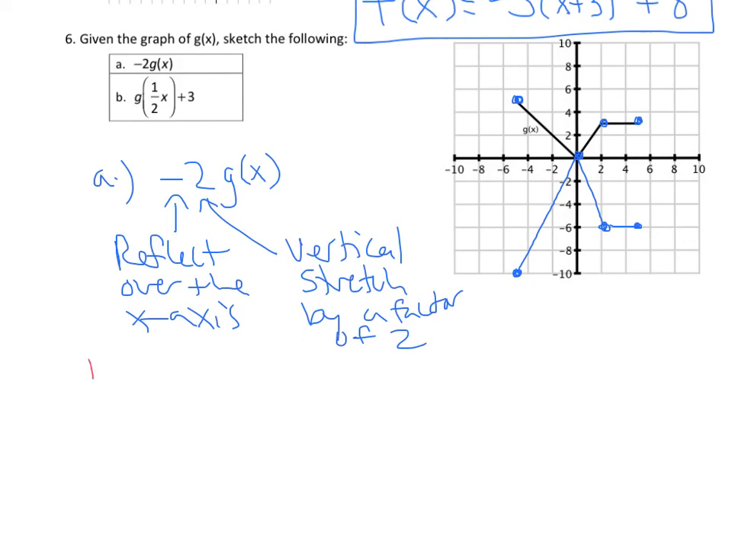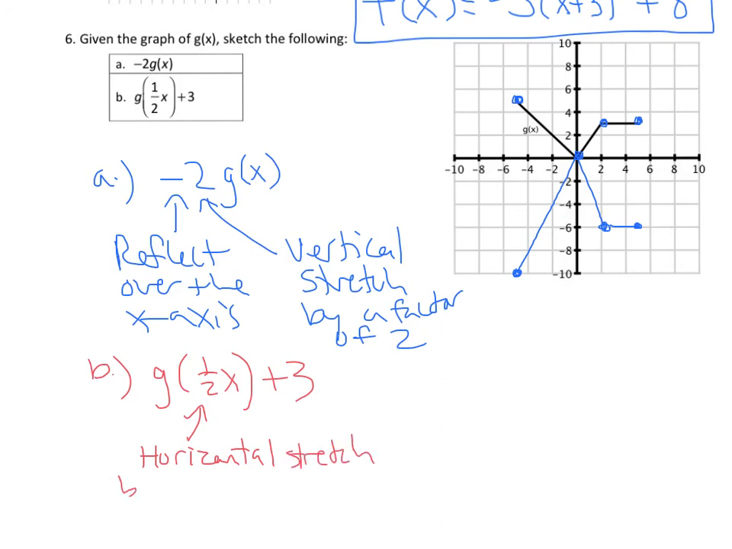Now this other transformation, g of 1/2 x plus 3, the 1/2 is on the inside, so it's a horizontal change. And remember, a number between 0 and 1, it's not a compression, it's a stretch. It's going to get wider. So stretch by a factor of, and we take the reciprocal, by a factor of 2. So this is going to get twice as wide. And then the plus 3 shifts it up 3.